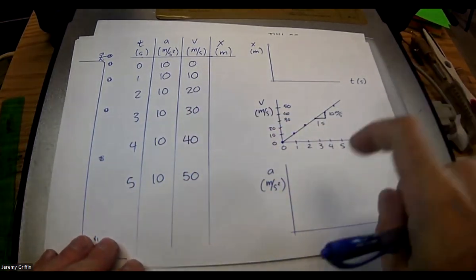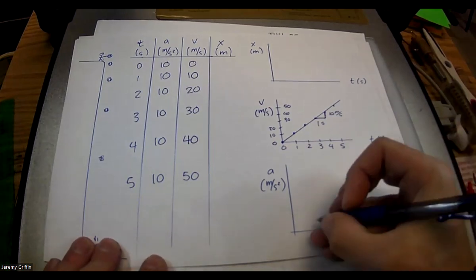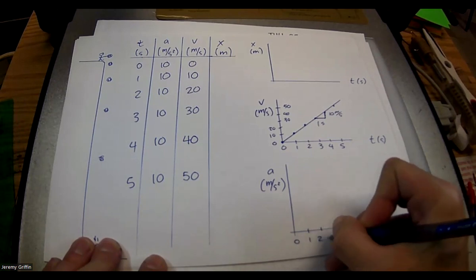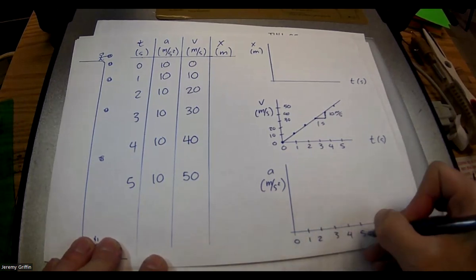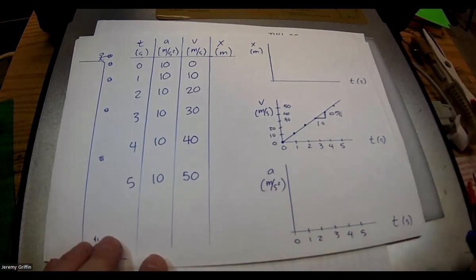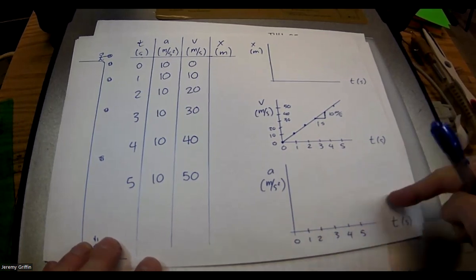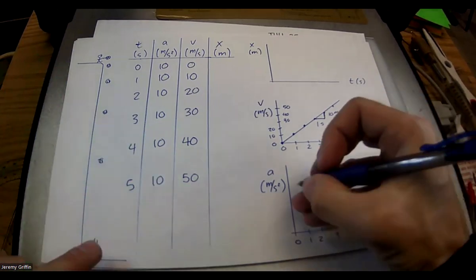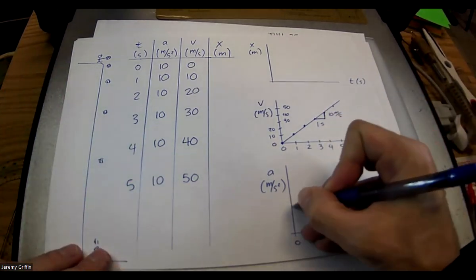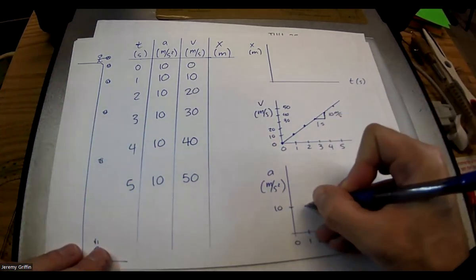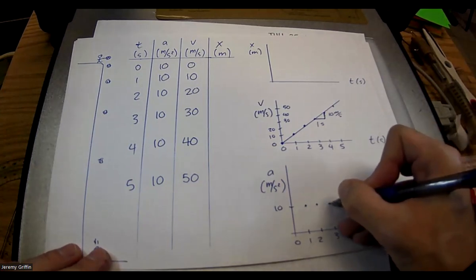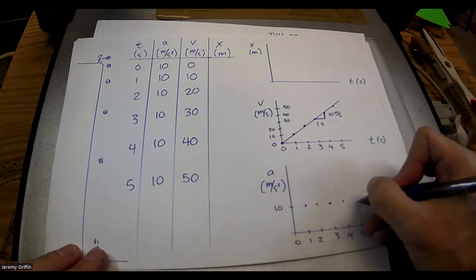Okay. Let's do this graph down here. So we've got 0, 1, 2, 3, 4, 5 seconds ticking along. Can you guys draw this graph before I do? This graph right here. Let's see, at 1 second, it was 10 meters per second squared. At 2 seconds, it was 10 meters per second squared. At 3 seconds, it was 10 meters per second squared. Hey, you see a pattern?